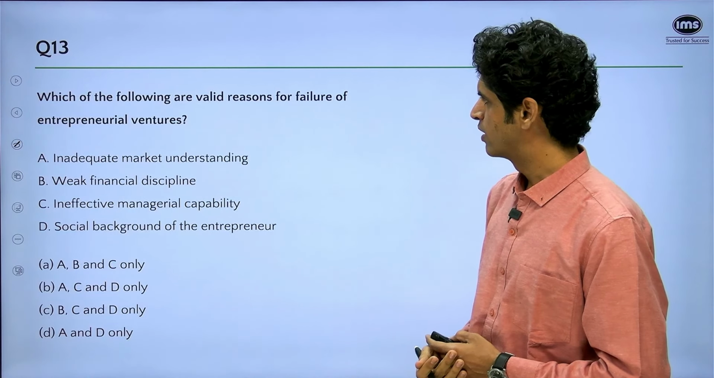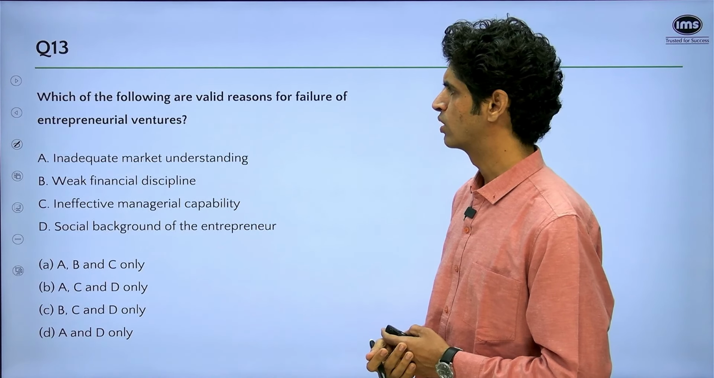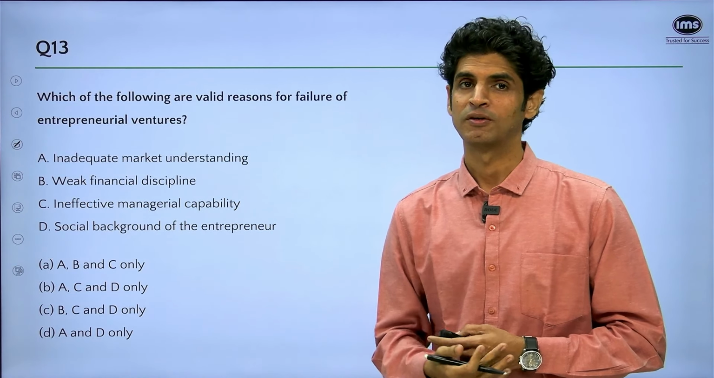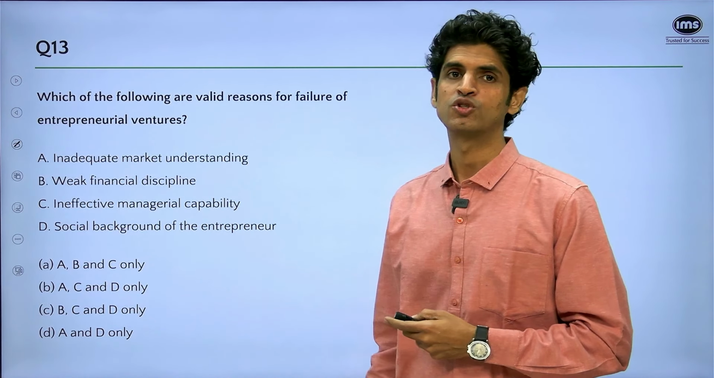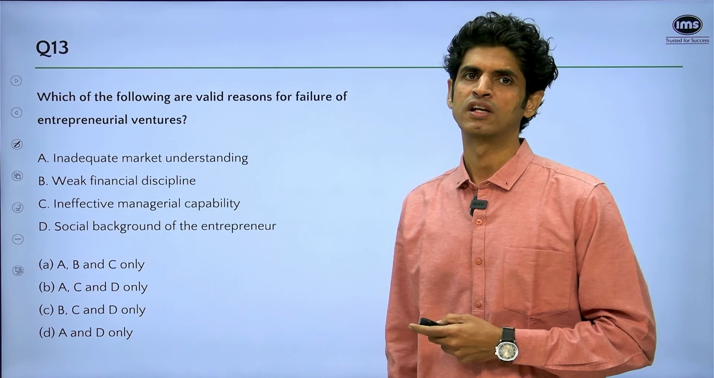Which of the following are valid reasons for failure of entrepreneurial ventures? There could be many. Inadequate market understanding. Yes, that's correct. Wait, don't mark. For the simple reason that the choices contain multiple statements. So, inadequate market understanding is a yes. Weak financial discipline, I think that applies everywhere, at any age, for any profession. Ineffective managerial capability. Yes, you may not be able to handle a business. You may not be able to become a good manager. That might just help the business fail. So this is also valid.